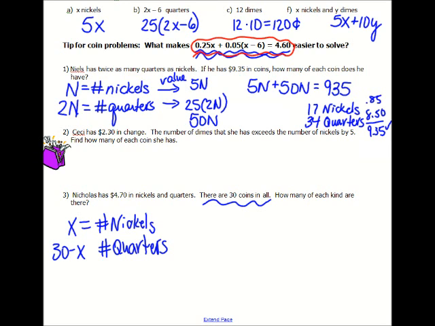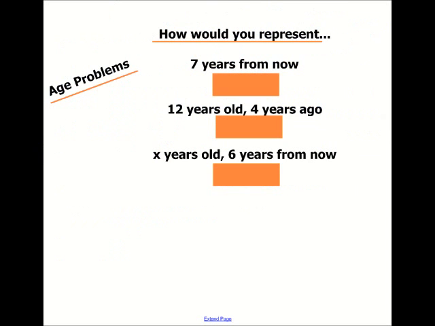Okay? So you guys should be able to do the next couple of problems on your own. And we're going to go ahead and talk about age problems. Think about this for a minute before we get to the notes. How would you represent 7 years from now? Not rocket science, right? I would add my age now to 7 years.